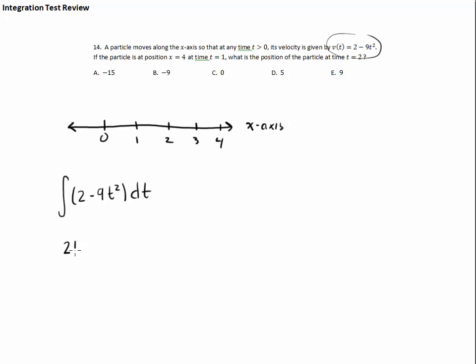That's going to be 2 t squared, let's see, times a half. So it's going to be 1 t squared.